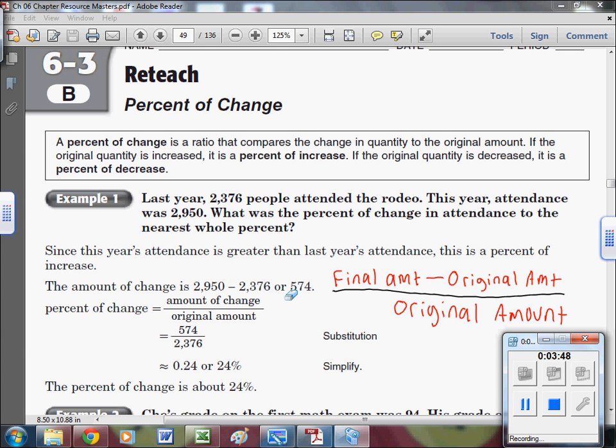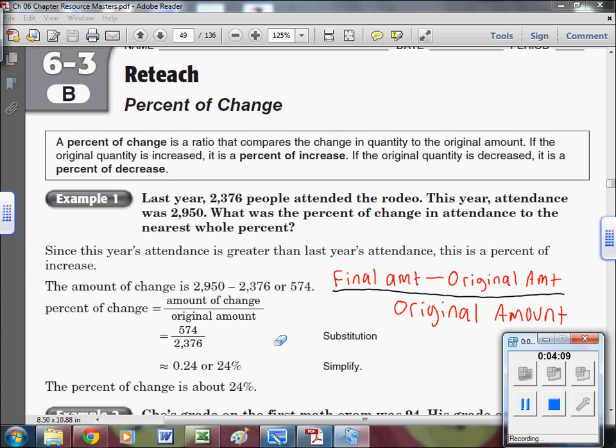You know it's an increase, so when you get to your final answer, ignore the negative if you had one, and just say it's a 24% increase, even if you actually had a negative sign. All right, well anyways, once you know how much it's changed by, 574 people, divide that by the original amount. You've always got to divide by the original amount.